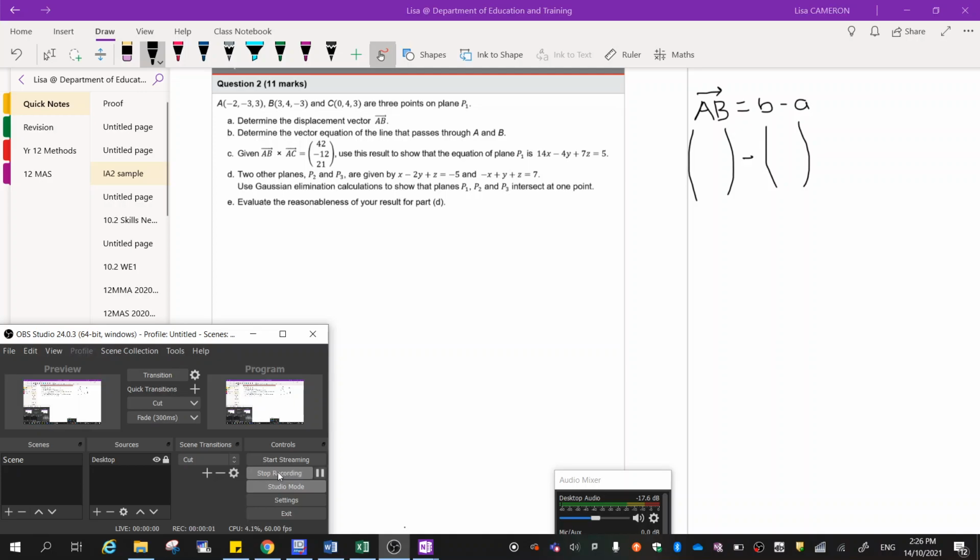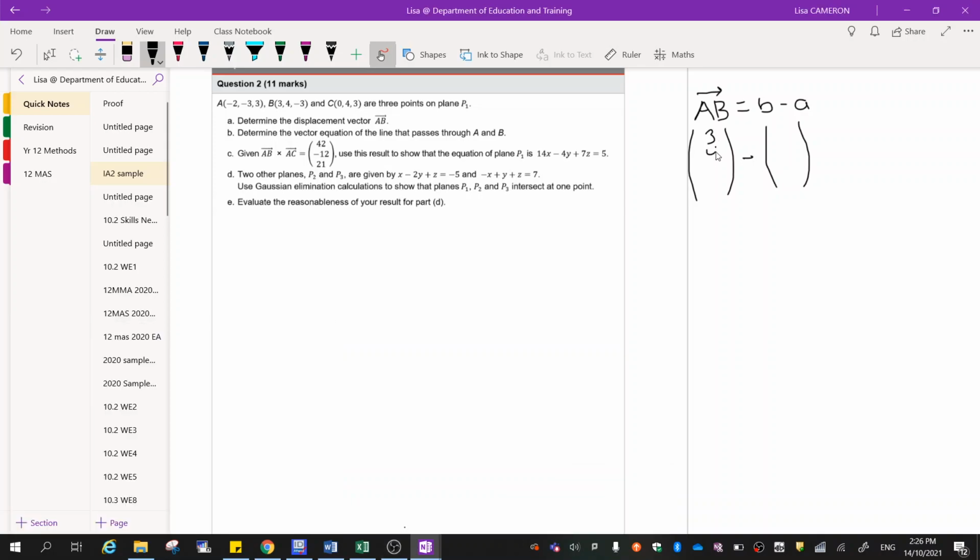Alright, to do this question, we're given 3 points on a plane. So part A is asking us to determine the displacement vector AB. To do this, over here I've prepared it. We do B minus A. So B minus A is (3, 4, -3) minus (-2, -3, 3). When we subtract these, we should get something equal to (5, 7, -6). So that's part A.